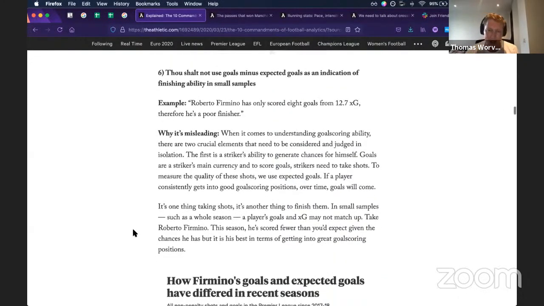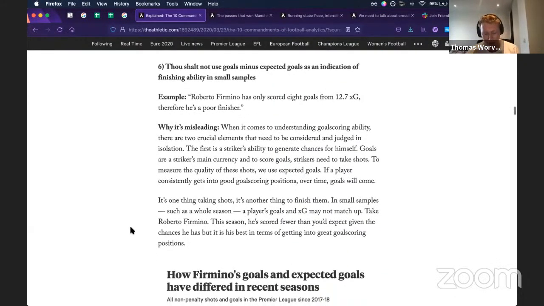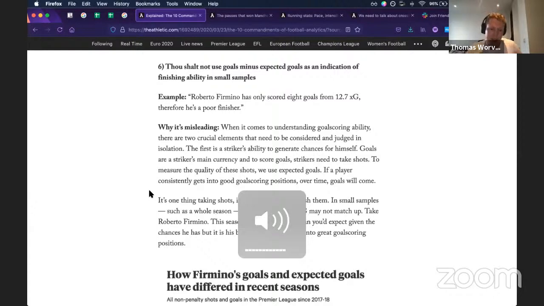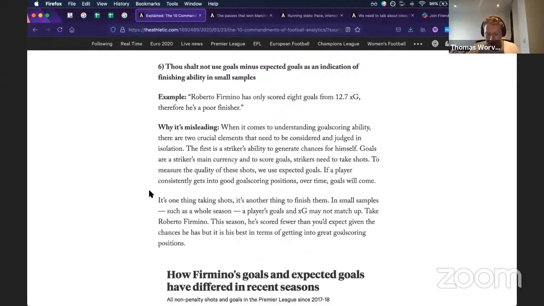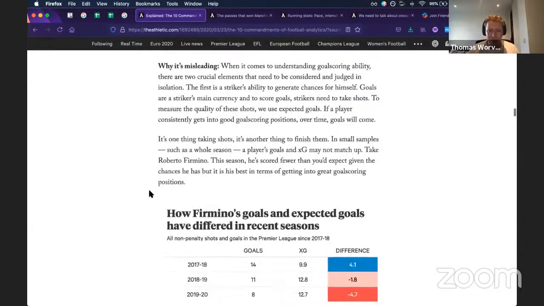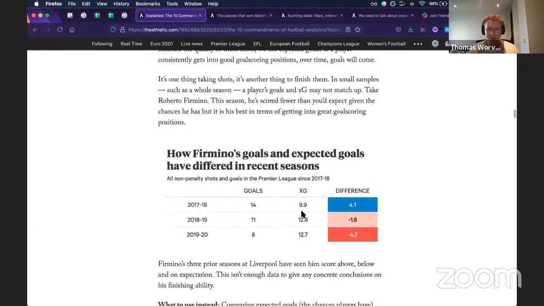Next is XG and finishing, which we could probably do a whole hour and a half on, whether finishing skill exists or not in and of itself. Firmino is a great example of someone who everyone will look at and say he's a terrible finisher, and I think this shows the noise in goals and XG. The debate in 17-18 might have been, God, Firmino's one of the best finishers in the Premier League. And 18-19, it's like, oh, he's not as good as last year.